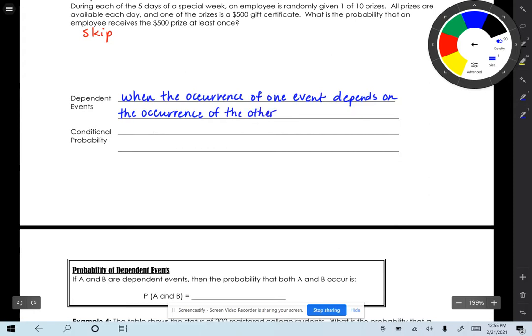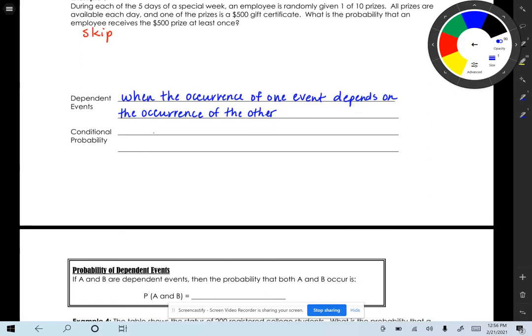Now, where is this practical? It's practical in that, say, there were 20 cookies in a jar, and there's 10 peanut butter cookies, 10 chocolate chip cookies. You randomly select one, and so your probability of getting a chocolate chip cookie is 10 out of 20. You don't place the cookie back, and so you're going to try and get another chocolate chip cookie. Then it'd be 9 out of 19 because you already chose one, and there was one less cookie. So that's when the occurrence of one event depends on the occurrence of the other.